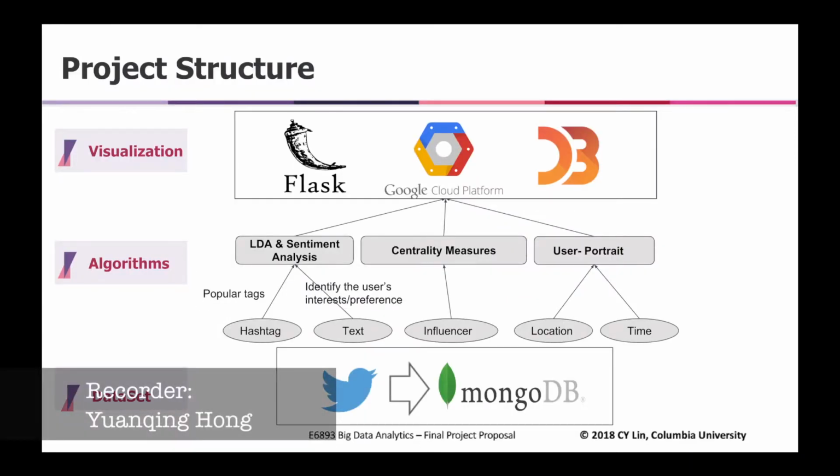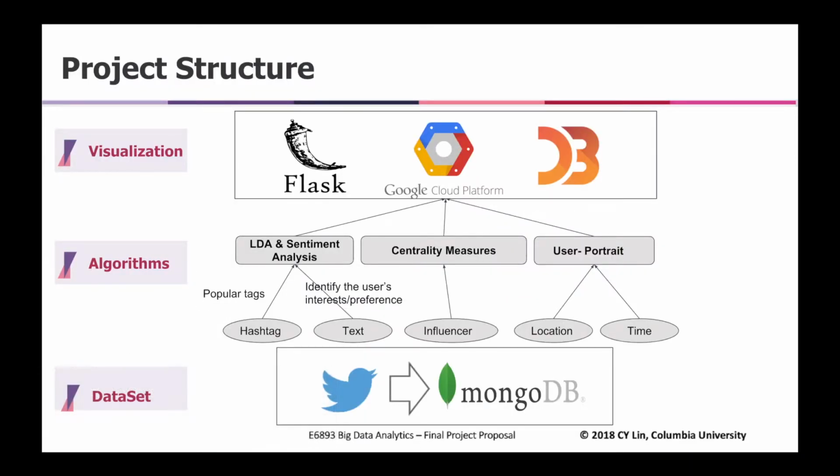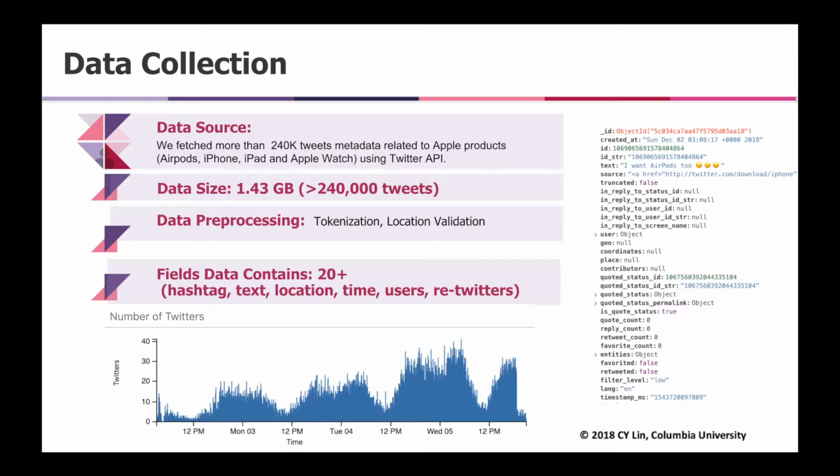For the project structure, we collected the data ourselves from Twitter into MongoDB, and based on the data, we applied LDA and segmentation analysis. Also, with the centroid measures, in addition, we used the user portrait to analyze the users' preferences. For the visualization, we used Flask and D3 to visualize the data, and finally hosted the server on the Google Cloud platform.